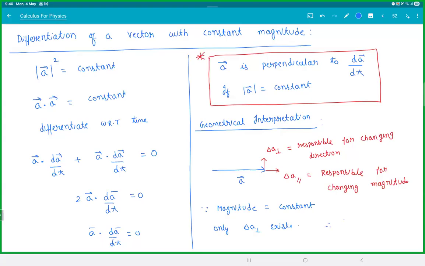That is the reason the change in vector dA bar by dt is perpendicular to A bar. Think of it like this: you're standing here, your friend is standing here. This is the condition I gave you: the distance between you and your friend is constant. But you saw your friend moving. How is that possible?